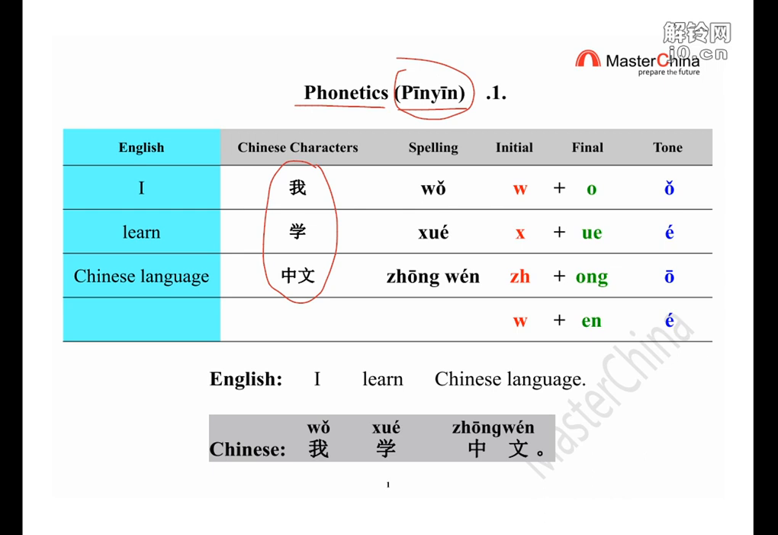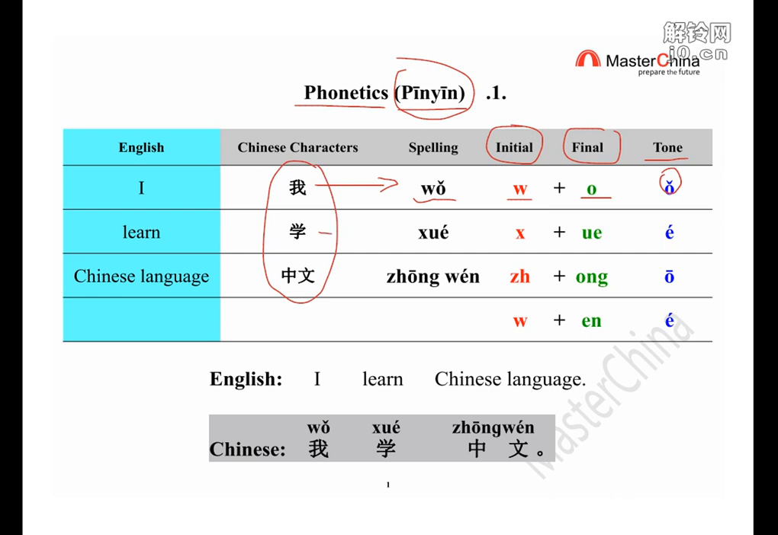So let's check. First, we have the spelling and pronunciation for this character, 我. In this spelling, we have first W and O, and the tiny part on the O. These three parts together make one spelling. The first one we call the initial, and then the final, and the tiny part we call the tone.